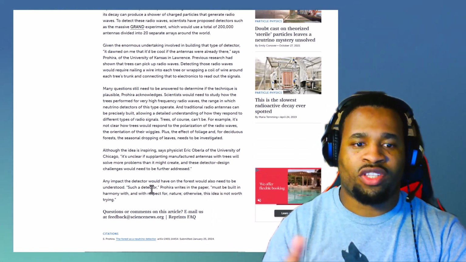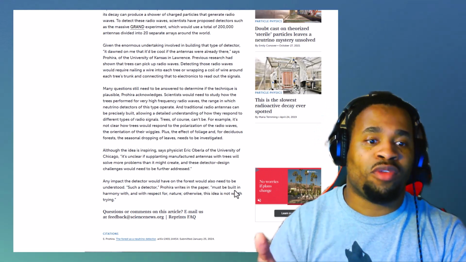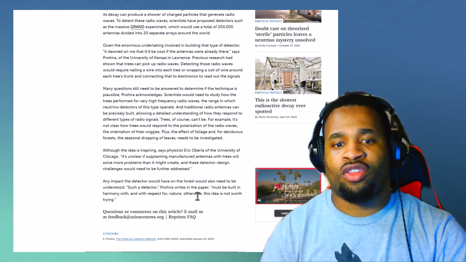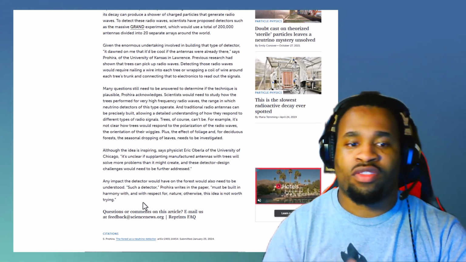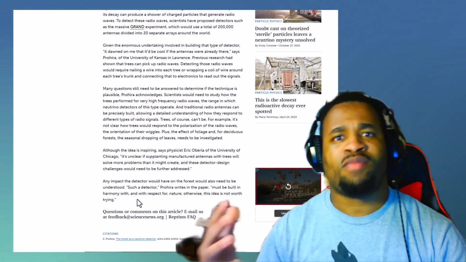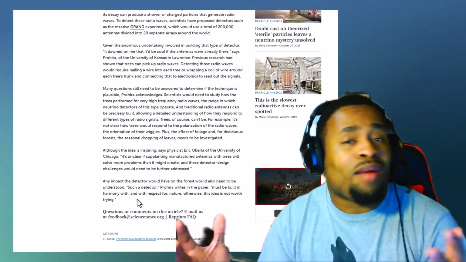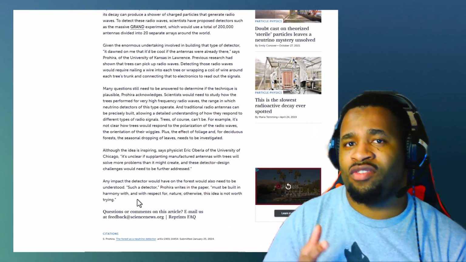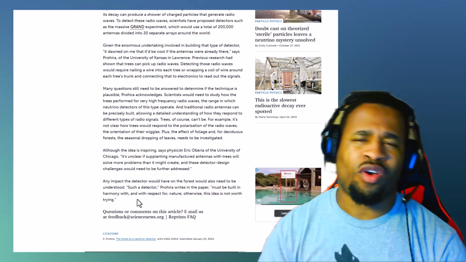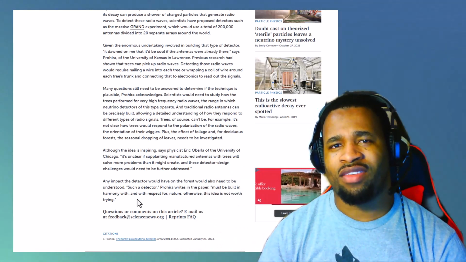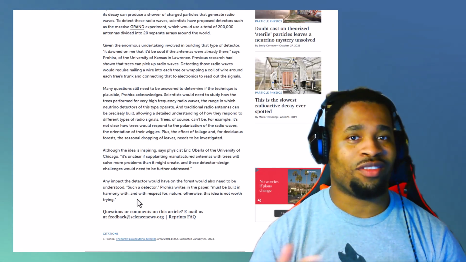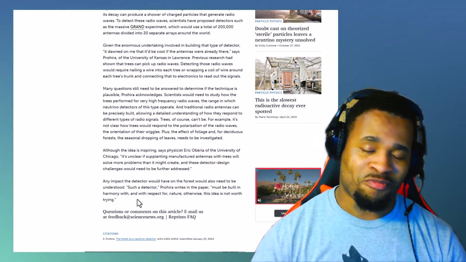For example, such a detector must be built in harmony with and with respect for nature, otherwise this idea is not worth trying. And how will species that interact with these types of trees be impacted by such detectors when they are installed as antennas on the trees? So all these are really interesting, fascinating things that are going to come up, not now but in the future, based on how to detect neutrinos using trees and radio waves.